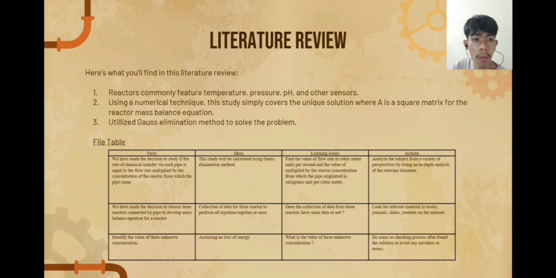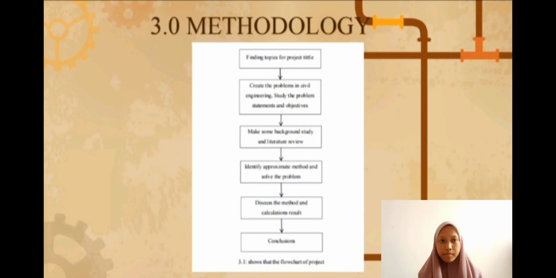Learning issue is to find the value of flow rate in cubic meters and find the value of concentration in milligrams per cubic meter. So the action is to analyze the subject from a variety of perspectives by doing in-depth analysis of relevant issues. So that's all. Thank you.